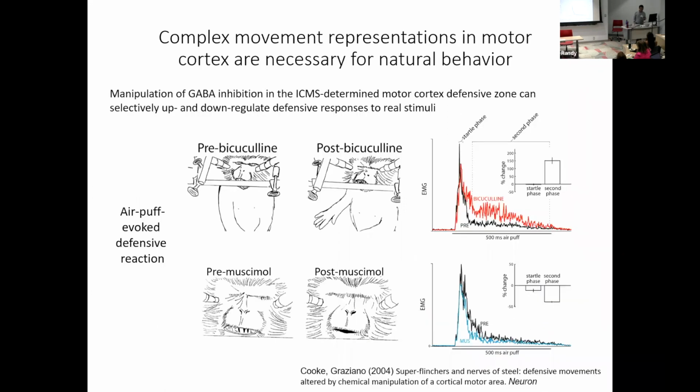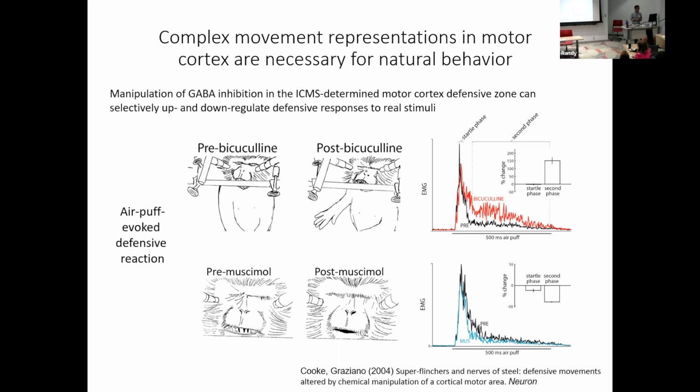One of the important things that we showed was that if you took the domain in motor cortex where, when you stimulated, you evoke defensive movements, flinch movements. If you then infused GABAergic drugs in there, you could turn up the defensive response to a real stimulus, an air puff. You turn it up and down selectively, but not affect other behaviors that use the same muscles. So it seems like this spot in cortex actually has a role in controlling a natural sensory motor response.